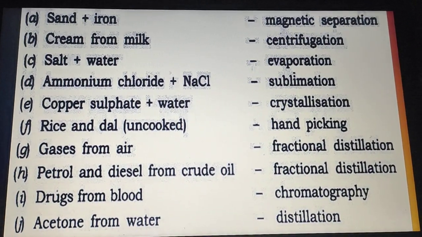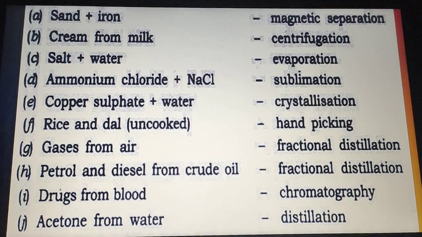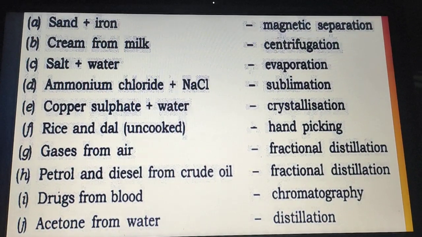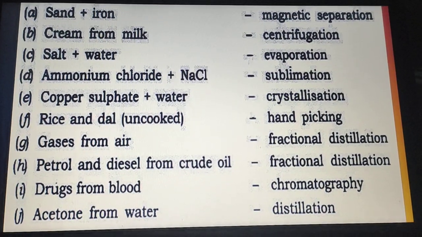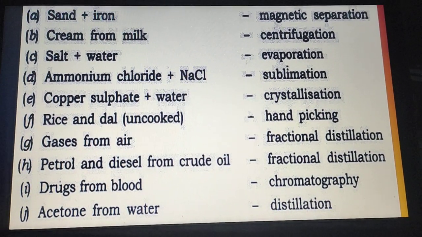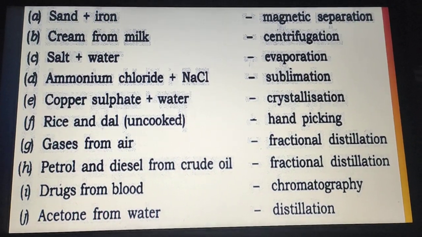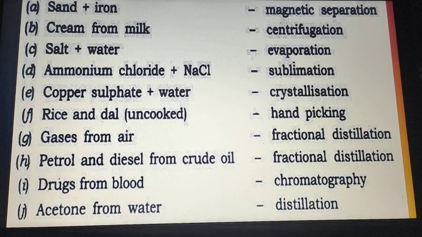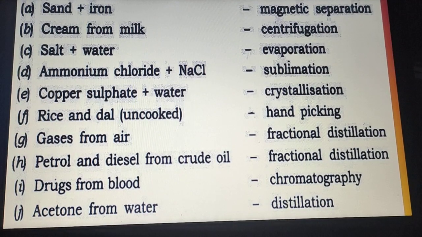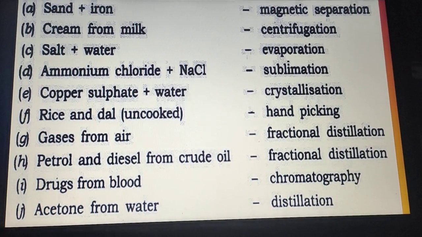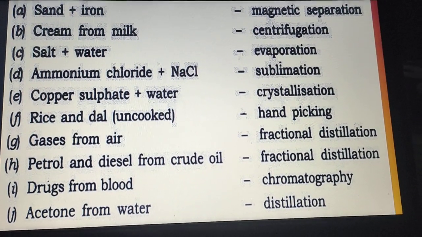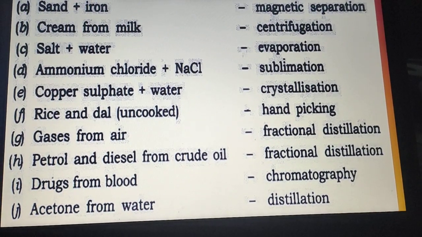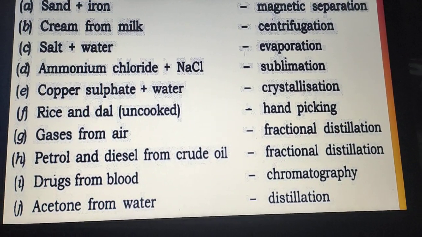Now we are dealing with all the concepts of "Is matter around us pure?" Now we are dealing with some tricky questions, or how you can deal with the question. Suppose there is a separating technique, you have to tell. Sand plus iron: magnetic separation. Cream from milk: centrifugation. Salt plus water: evaporation. Ammonium chloride plus NaCl: sublimation. Copper sulfate plus water: crystallization. Rice and dal, uncooked: hand picking you can do.